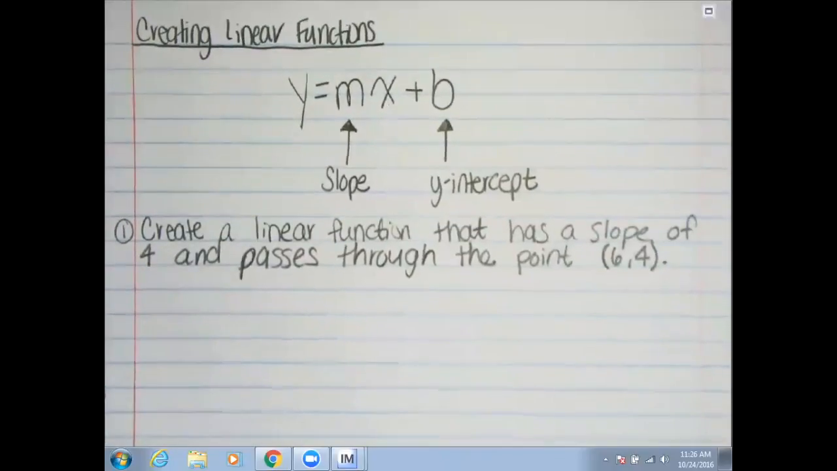What if I wanted you to create a linear function that has a slope of 4 and passes through the point 6, 4? What if I told you you have everything you need to help you figure this out? Would you believe me? No. Finley says nope. You do. I want you to take the next 3 minutes to talk with the people in your group to see if you can figure it out, starting right now.